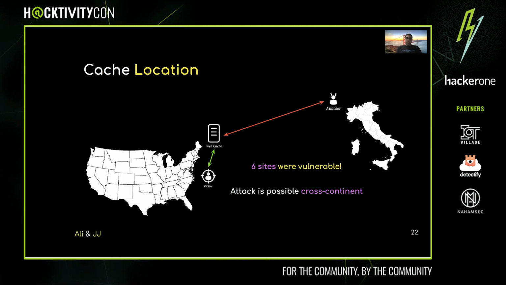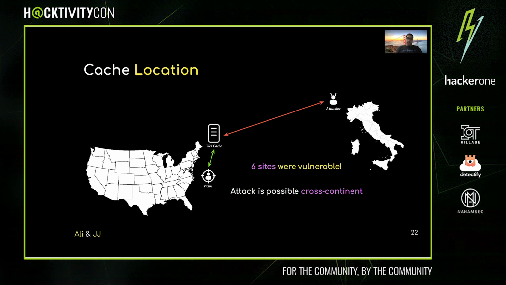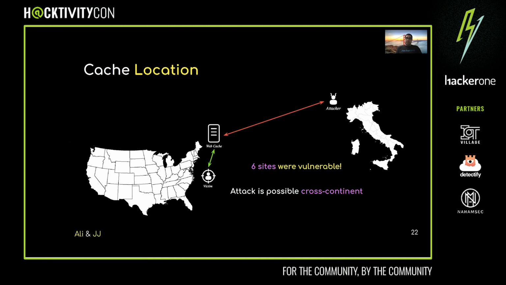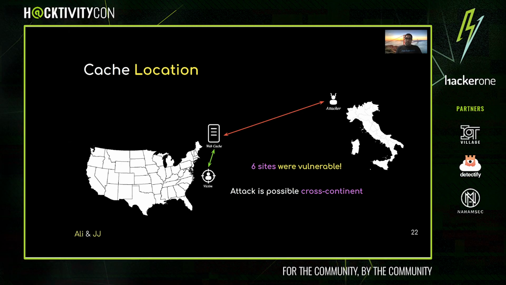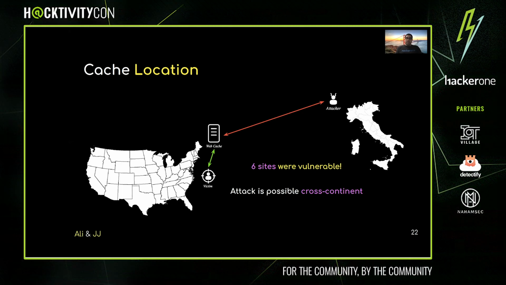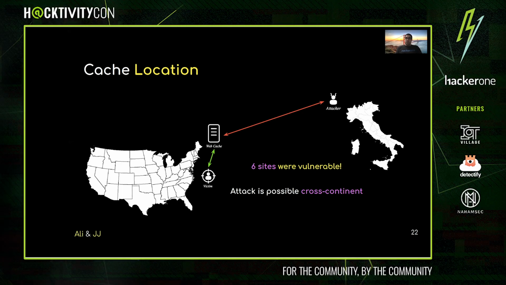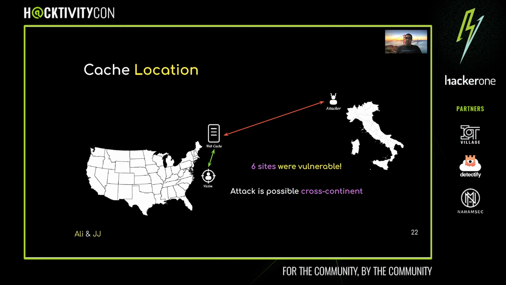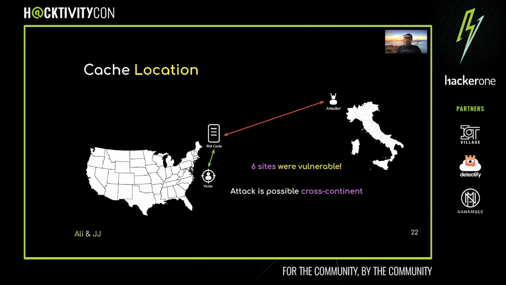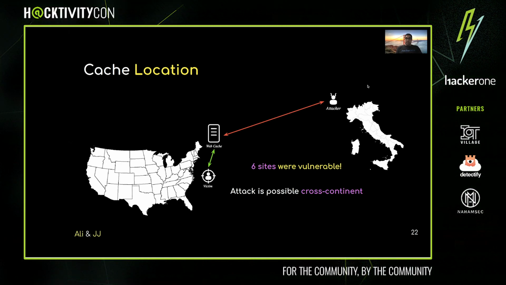a web cache server, which is close to a user from Boston, United States. And as an attacker, we tried to load that content in Italy, the city of Trento. And interestingly, we saw that there were 6 websites where we were able to get the content of the cached resource that was written by the victim, which shows that the attack can be possible even cross-continent.